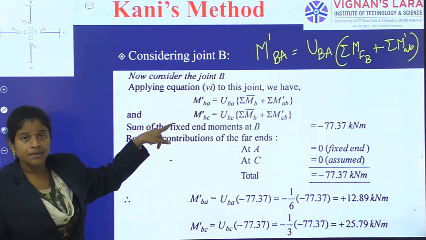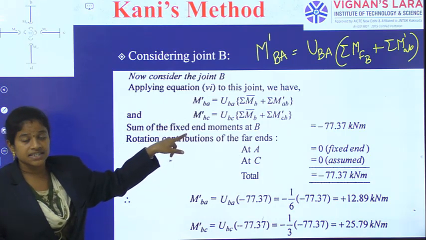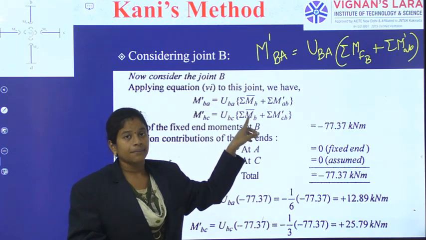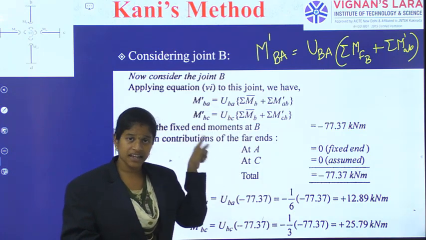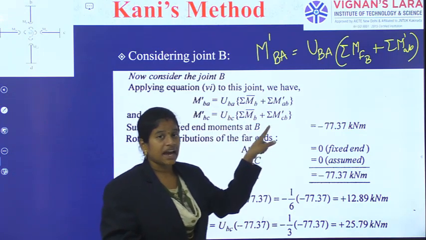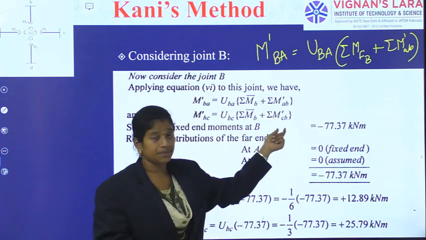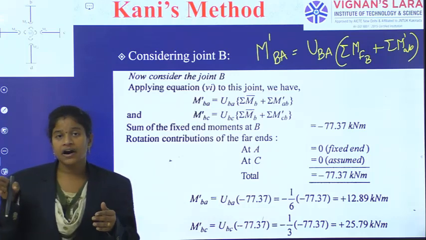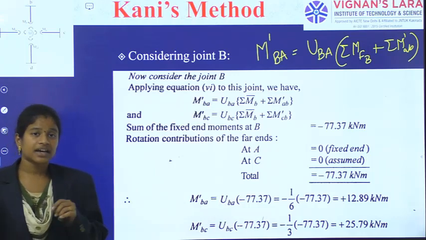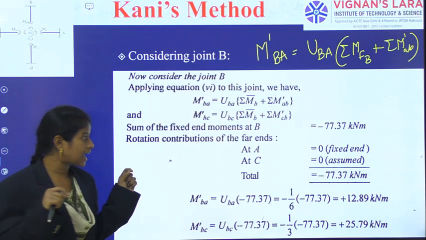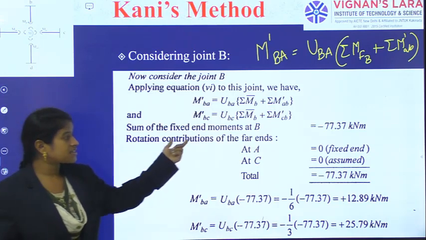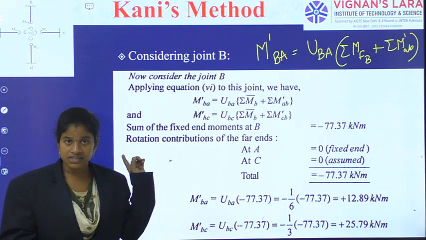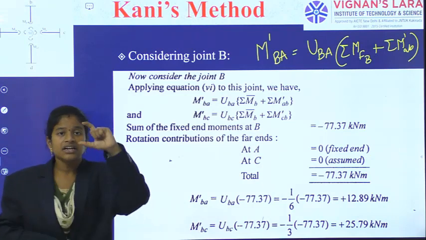Similarly, for the BC span, M dash BC is equal to UBC into the bracket of sigma MFB, because I am still at joint B, plus M dash CB, the summation of M dash CBs. Okay, so towards B, with C as the farther end, the corresponding contribution moments will be added there. The sum of the fixed end moments at B is the sum of the fixed end moments at B. In the previous step only we calculated that and gave it in the smallest box.